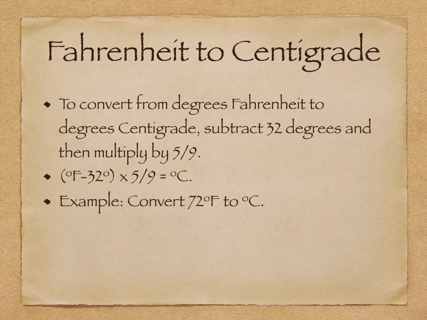Convert 72 degrees Fahrenheit to centigrade. That's 72 minus 32 times 5/9 equals degrees centigrade. 72 minus 32 is 40. 40 times 5 is 200. 200 divided by 9 is 22.2. So 72 degrees Fahrenheit is 22.2 degrees centigrade.